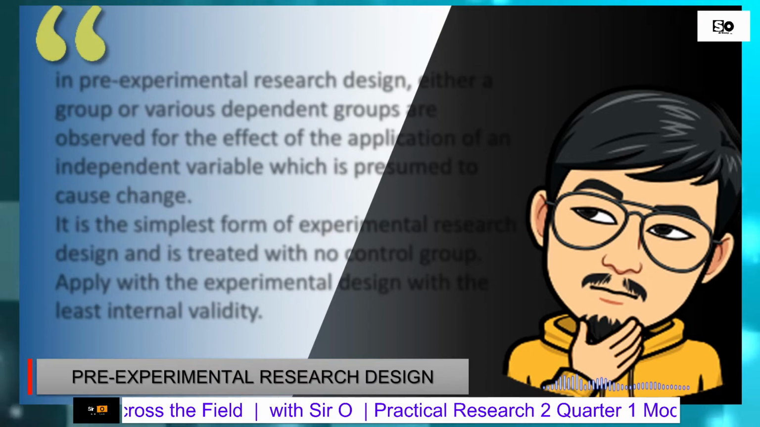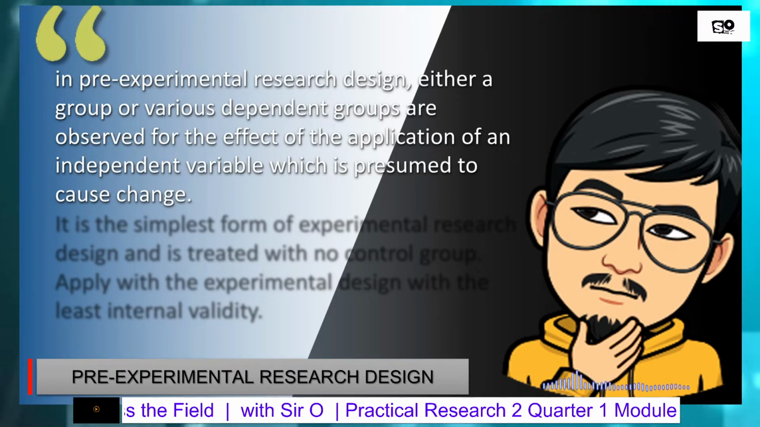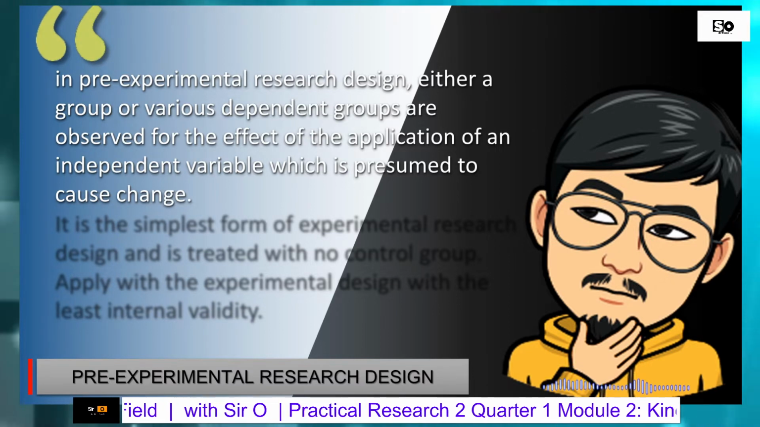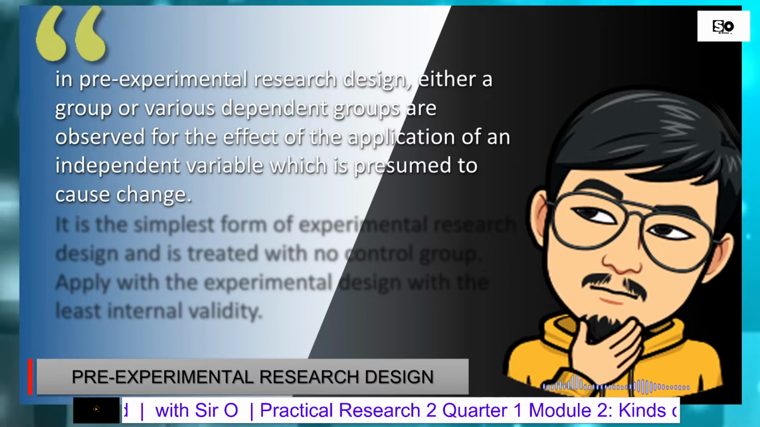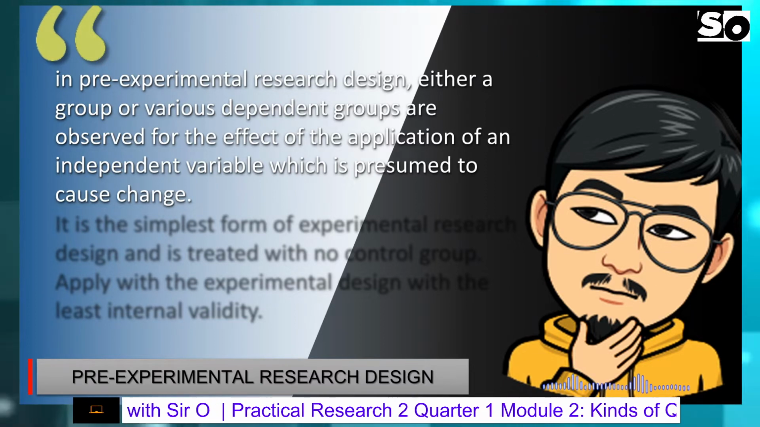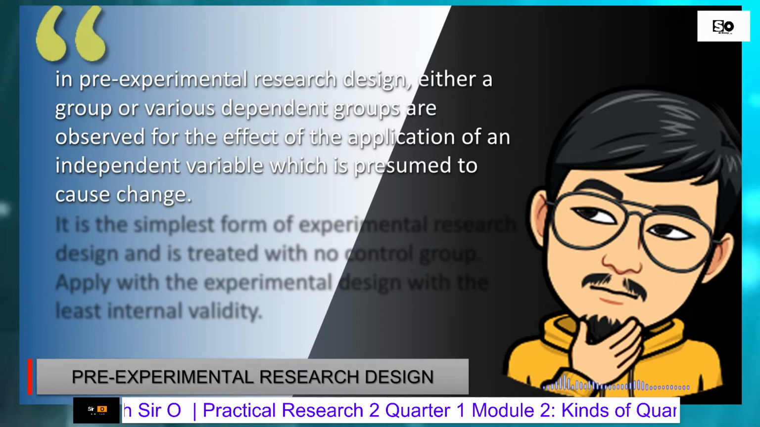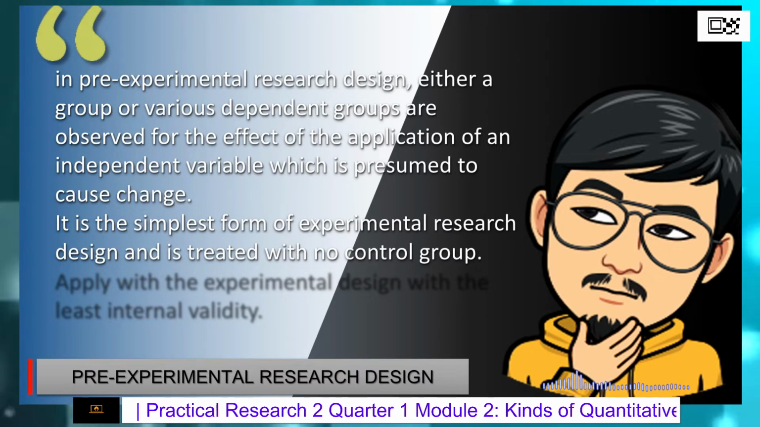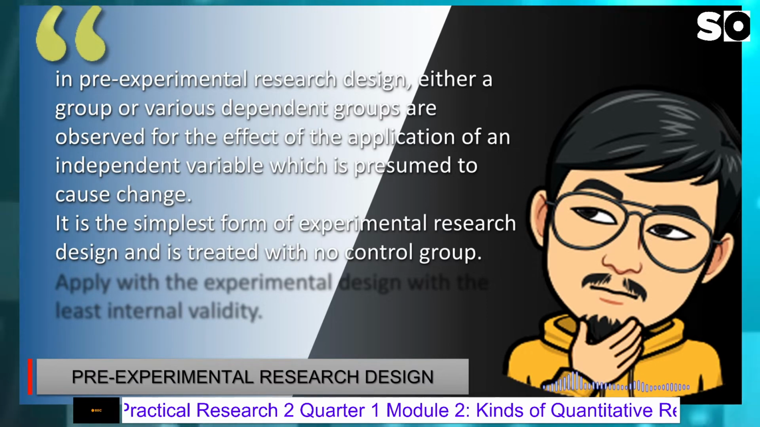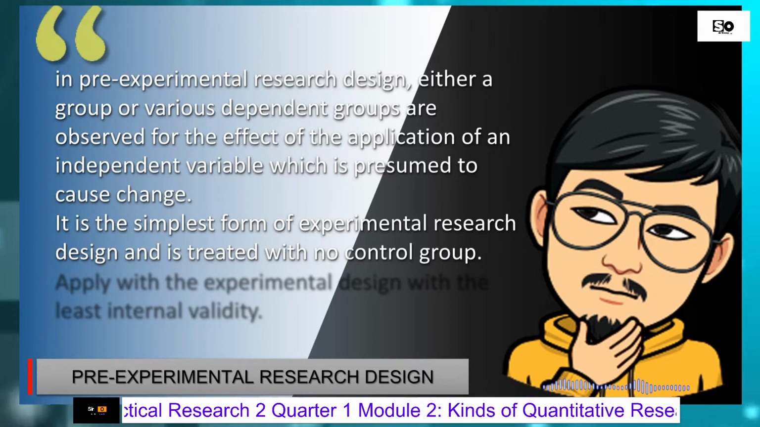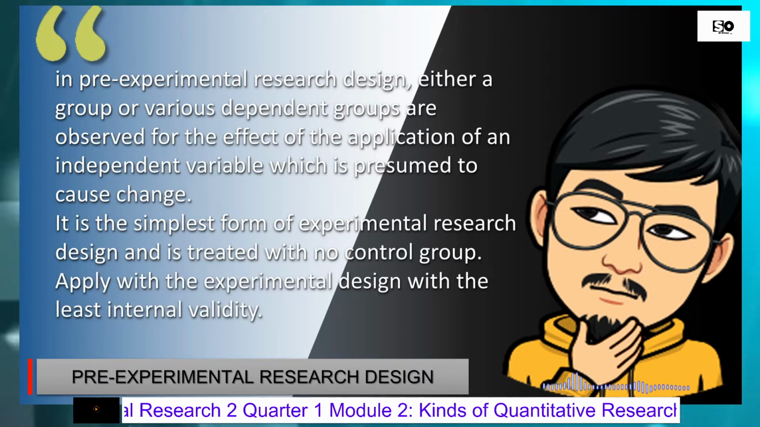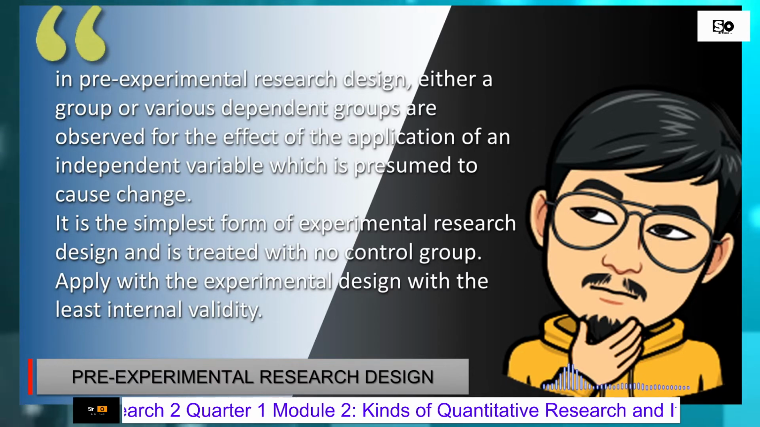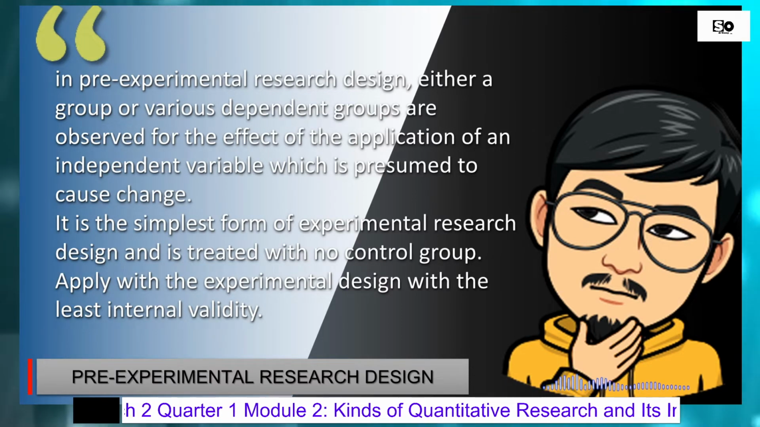Pre-experimental research design. In pre-experimental research design, either a group or various dependent groups are observed for the effect of the application of an independent variable which is presumed to cause change. It is the simplest form of experimental research design and is treated with no control group. It applies the experimental design with the least internal validity.